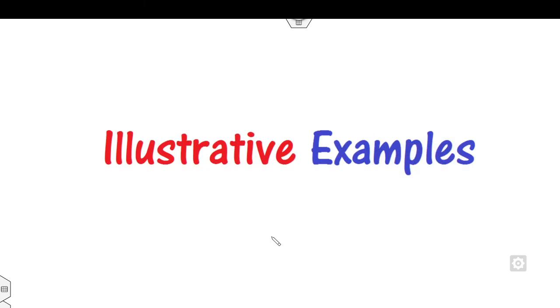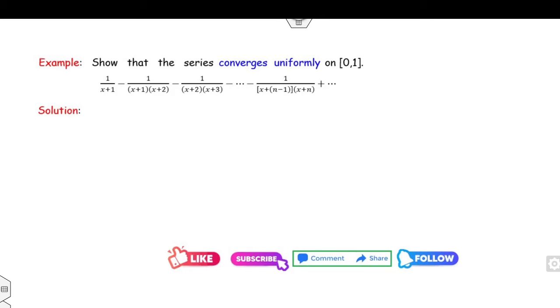I will explain with the help of numerical examples. Discuss or show whether the series converges uniformly on the closed interval [0, 1]. Now first of all, this is the series. So clearly this is my u1, this is my u2 and this is my un. So I can write this term as my un.